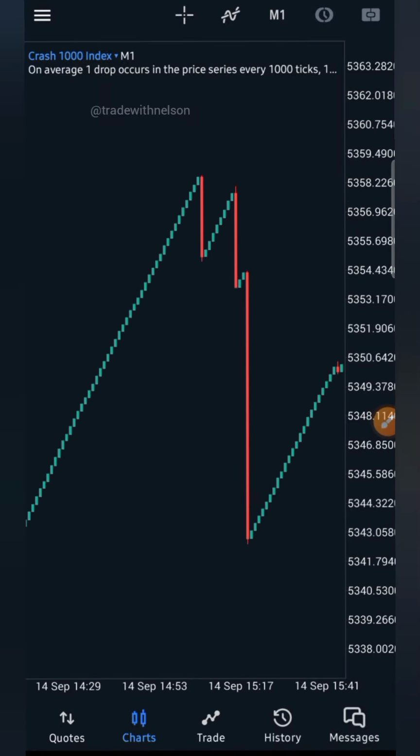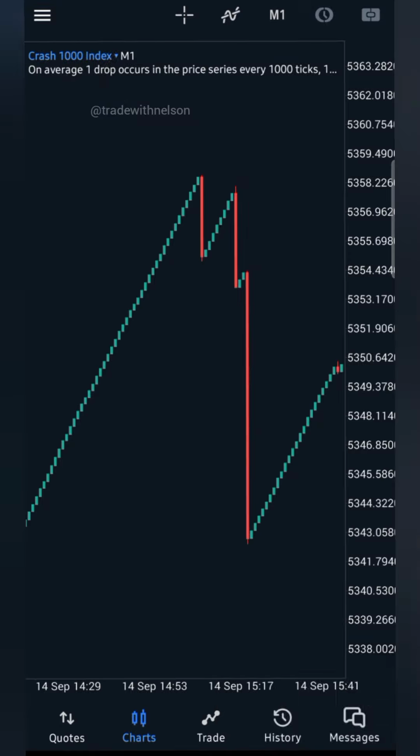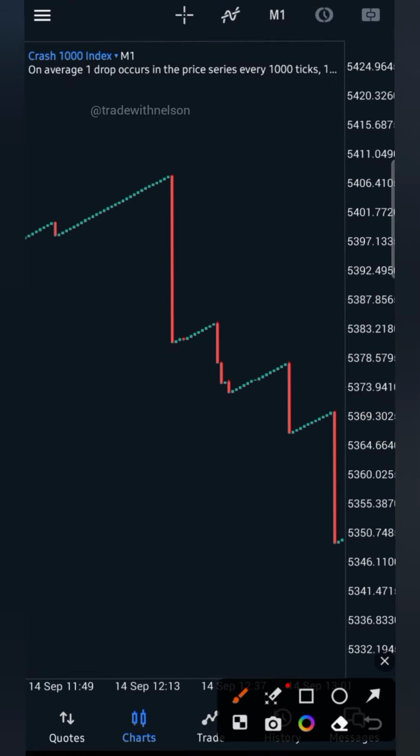If you look carefully at my chart, this is the 1 minute time frame and this is the Crash 1000 market. In this strategy, you don't need to go to the higher time frame. The only time frame you need is the 1 minute time frame. First, I'll be showing you the indicator setups. Then I'll be showing you how the strategy works.